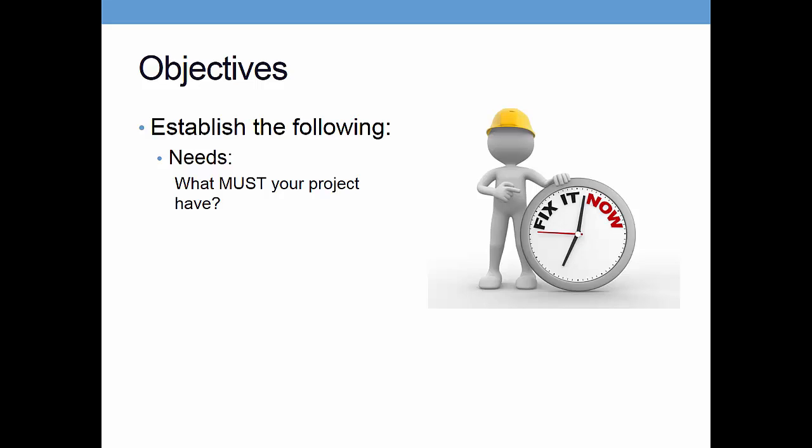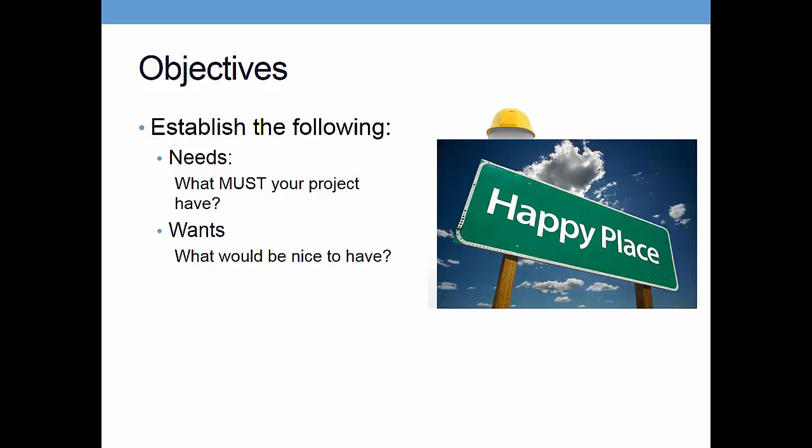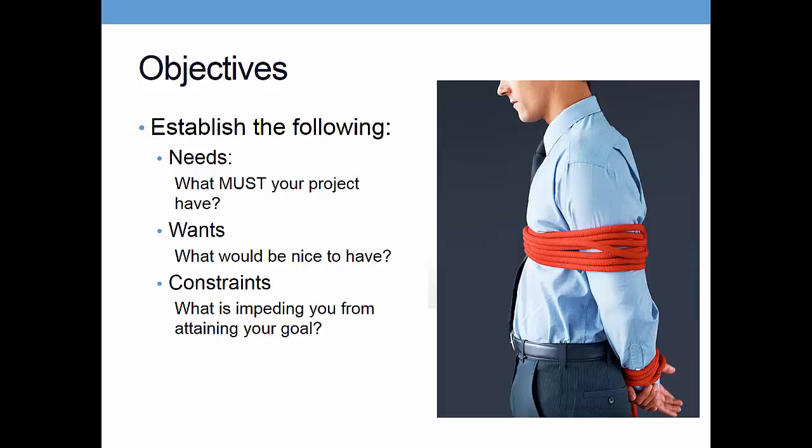Your needs are the must-haves of your project. What is it that your project must absolutely, without question, be able to do or establish? Your wants are what would be nice to have if there was time and money. These things are important, but not necessarily imperative or vital. Lastly, your constraints are the items impeding your goal. These are your obstacles. What is preventing you from attaining your needs and your wants? This could be time, expertise, knowledge, and even money.